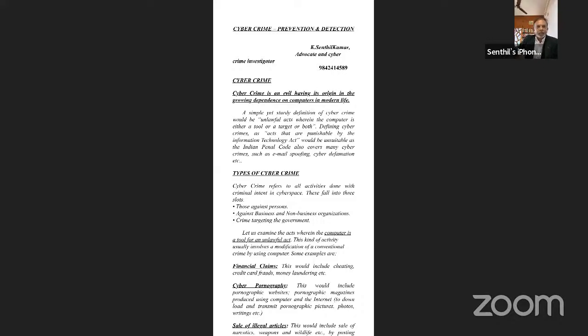Defining cybercrime as acts that are punishable by the Information Technology Act would be unsuitable, as the Indian Penal Code also covers many cybercrimes such as email spoofing, cyber defamation, etc. Types of cybercrime: cybercrime refers to all activities done with criminal intent in cyberspace. These fall into three slots: those against persons, against business and non-business organizations, and crime targeting the government.